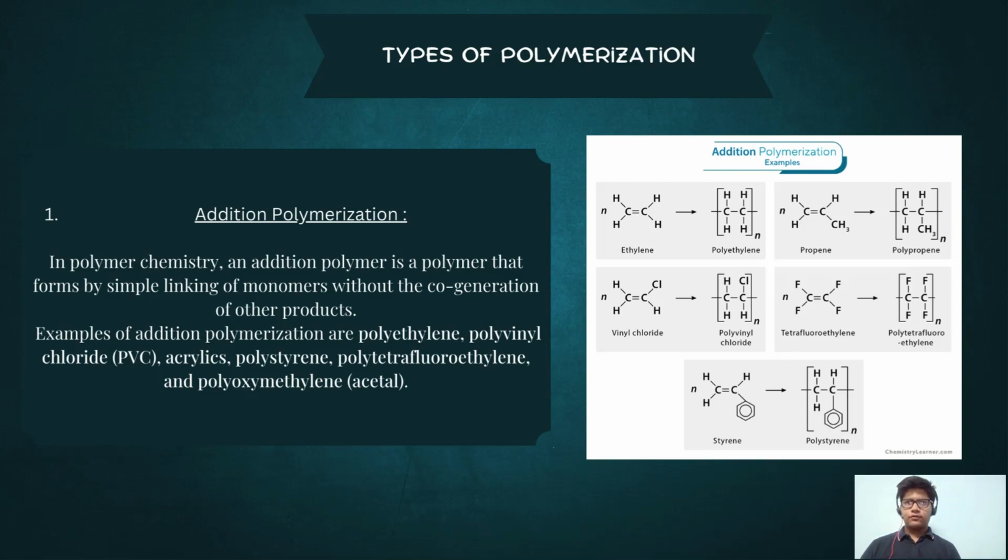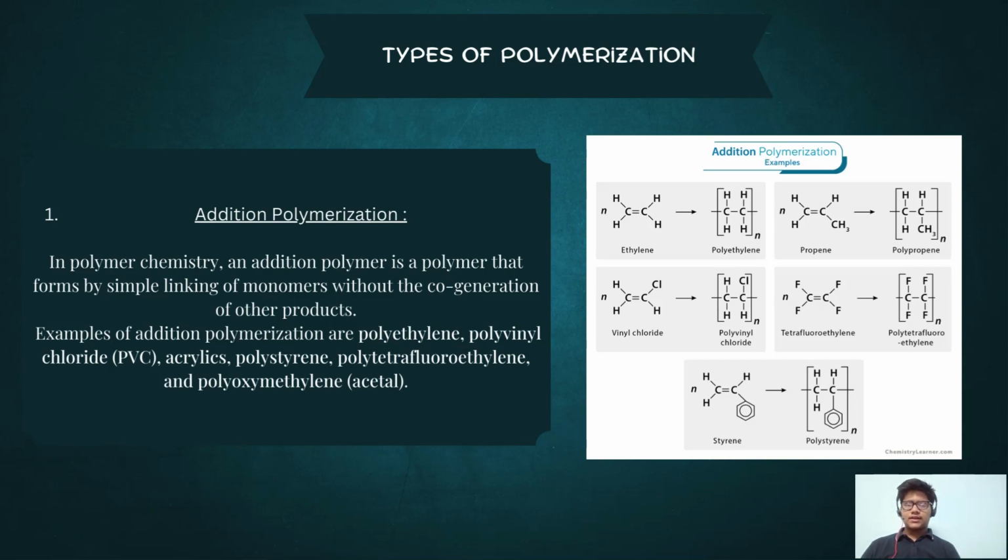Let's see some examples of addition polymerization. The best examples for addition polymerization are polyethene, Buna S, and Buna N. Even polyvinyl chloride is one of the most used polymers and this is made through addition polymerization. Now from the given figure, you can see the formation of polyethene from ethylene and polypropene from propene. I have even shown the reaction of polyvinyl chloride from vinyl chloride. I hope you all understood addition polymerization.